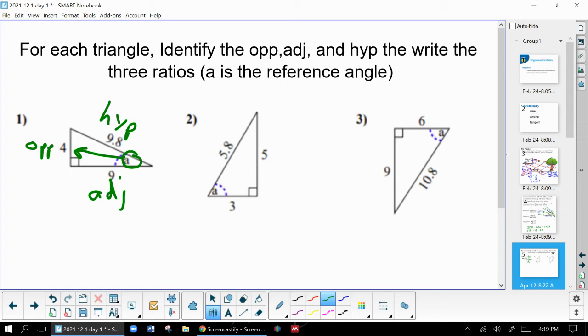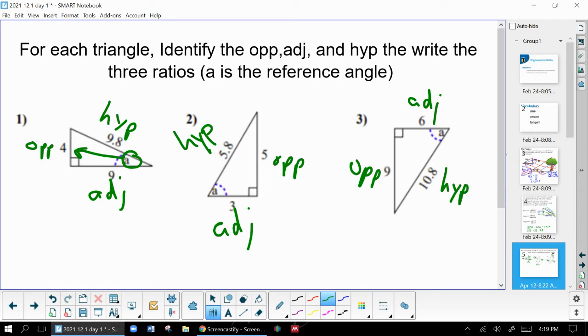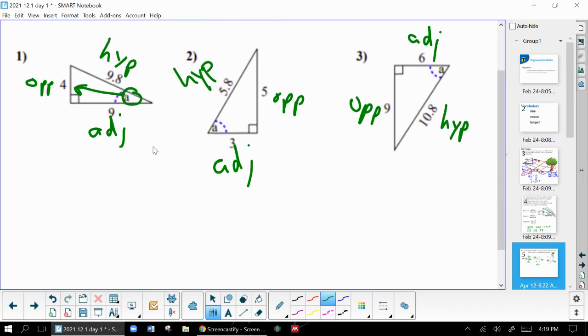Okay, so in these other 2, here the 5 is going to be the opposite, the 3 is the adjacent, and the hypotenuse is the 5.8. In this one, the 9 is the opposite, the 6 is the adjacent, and this is the hypotenuse. So hopefully those were pretty good. Now, the last step in this is identifying the ratios here. And so now we have the sides labeled.